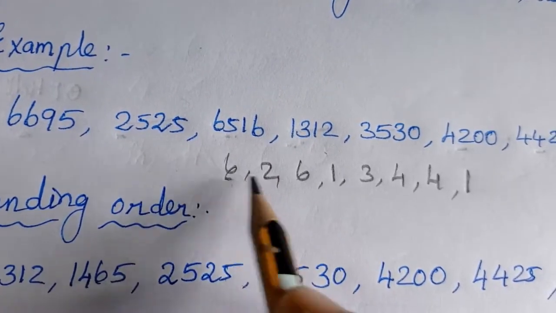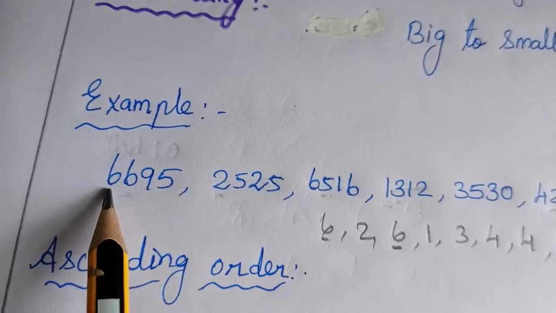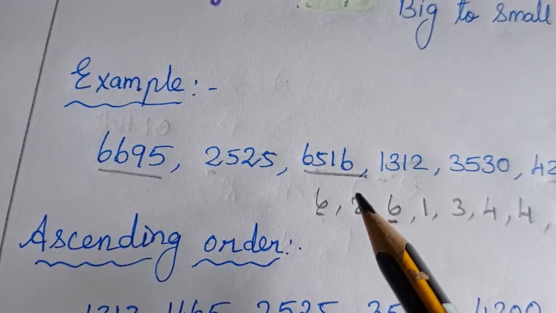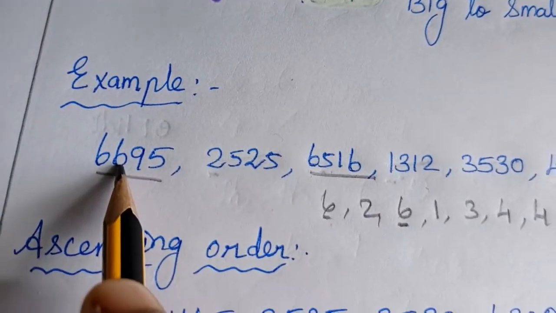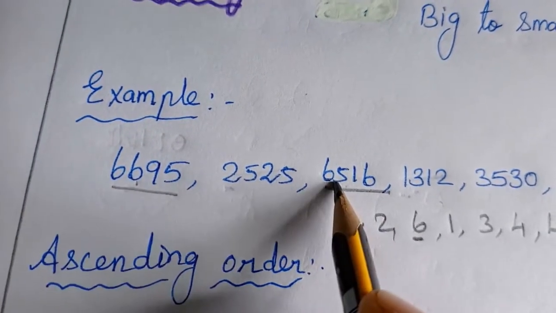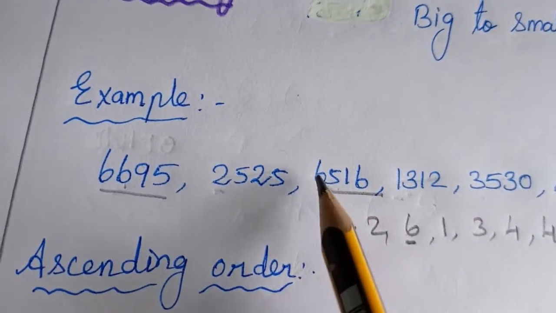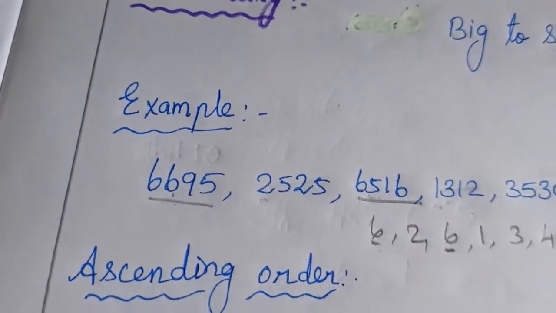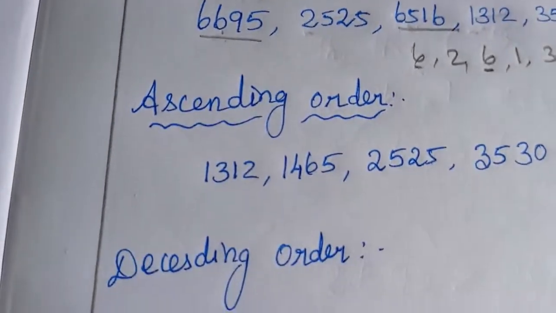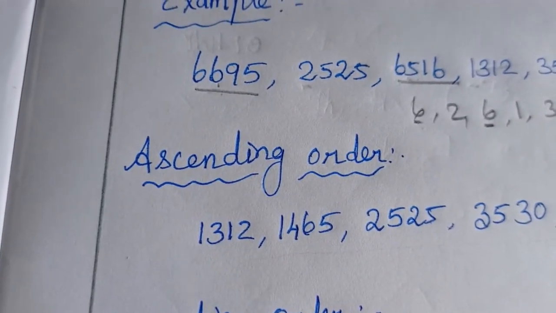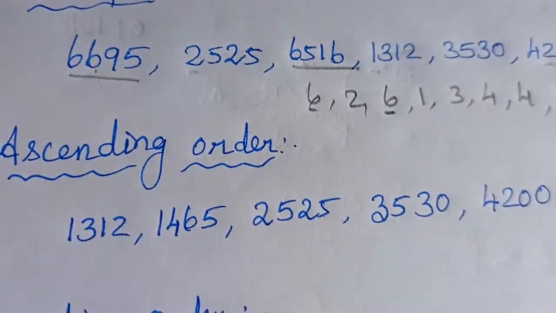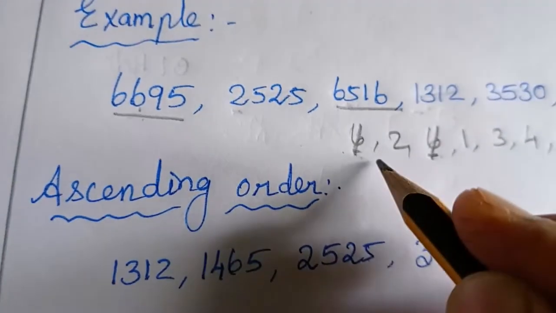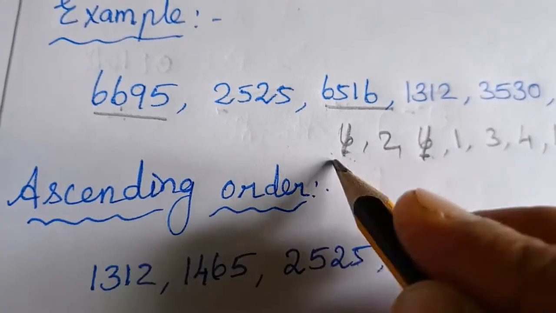So among these, which is the highest 1000 place value? 6. But there are two 6s, that means this number and this number. So check their 100 place values. This number's 100 place value is 6, and this number's 100 place value is 5. Which number is greater, 5 or 6? Yeah, 6 is greater. So first write 6695, then next write 6516. So we already found the bigger numbers, those starting with 6.